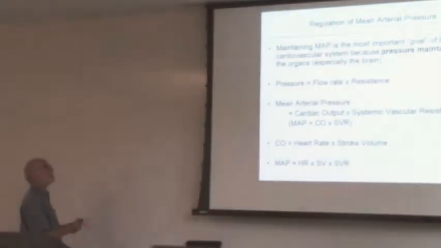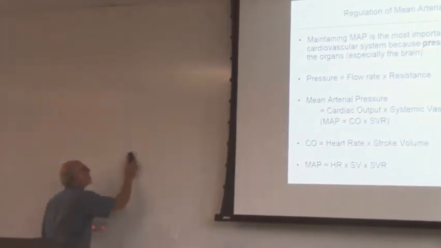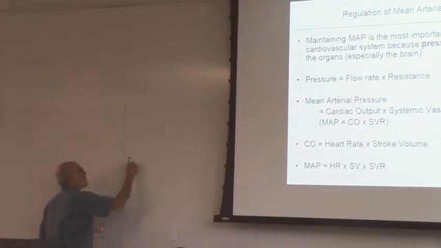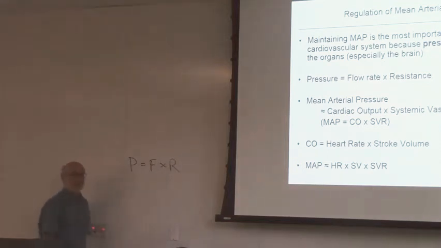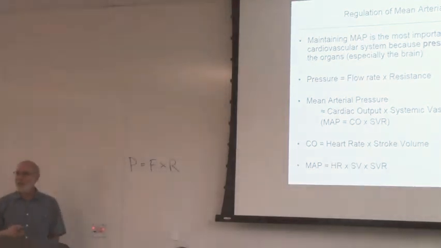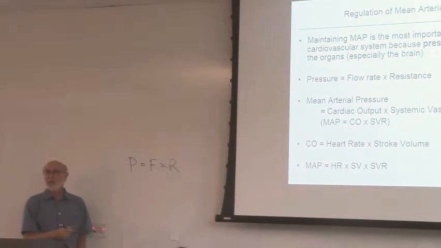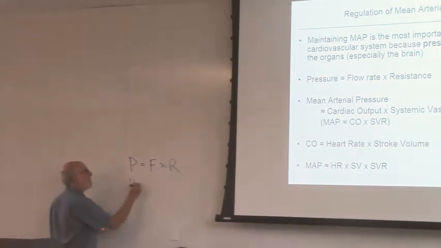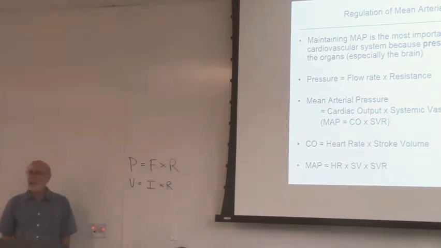So there's a simple equation. Pressure is equal to flow times resistance. Those of you who know some electronics and physics will recognize this as Ohm's law for fluid flow instead of for electricity flow. V equals current times resistance, right? That's Ohm's law for electricity. Well, this is Ohm's law for fluid.